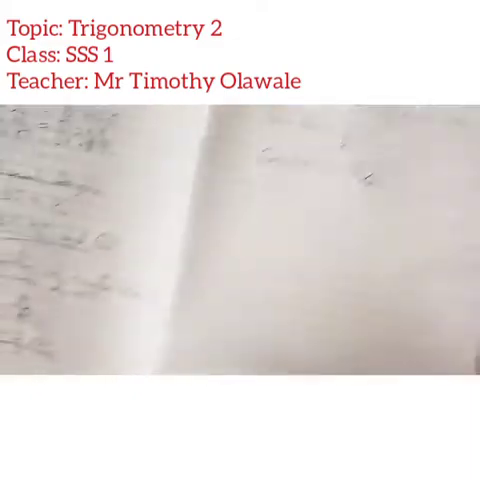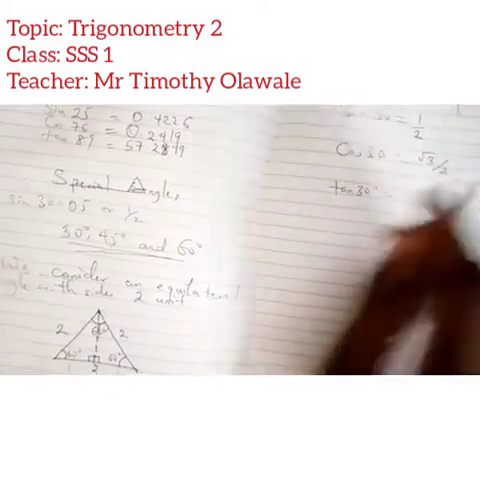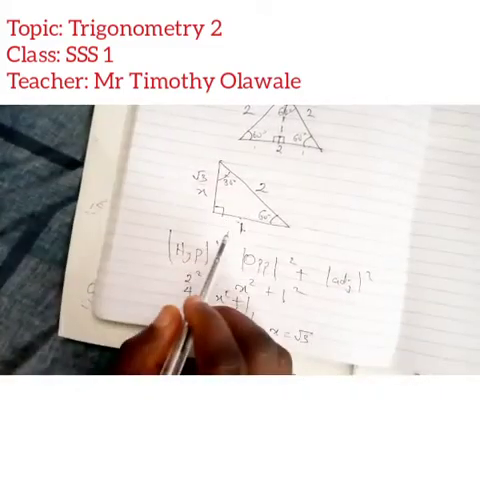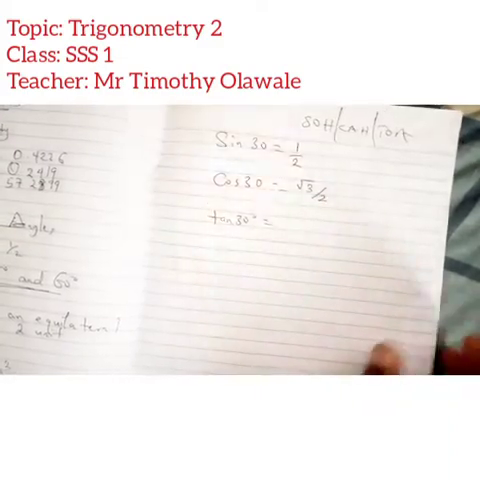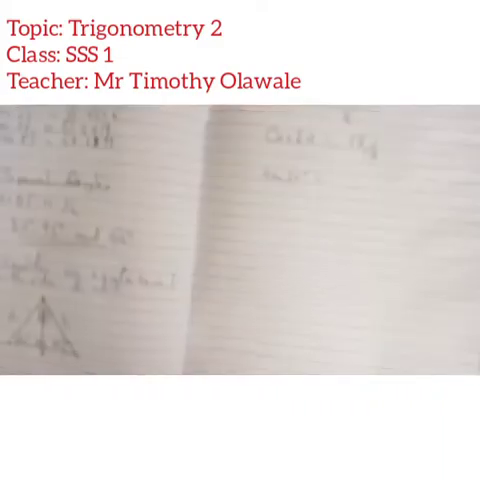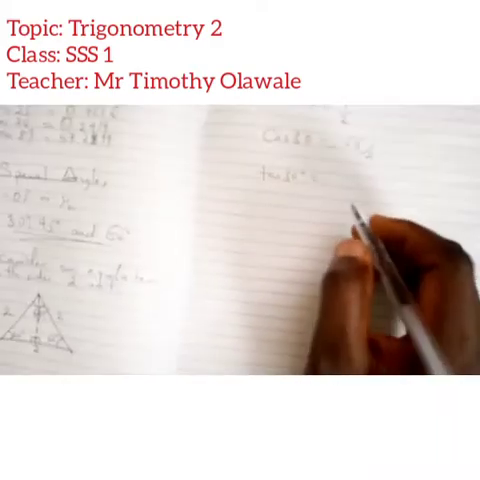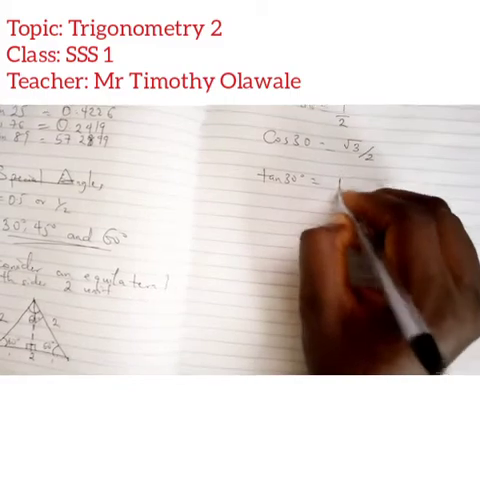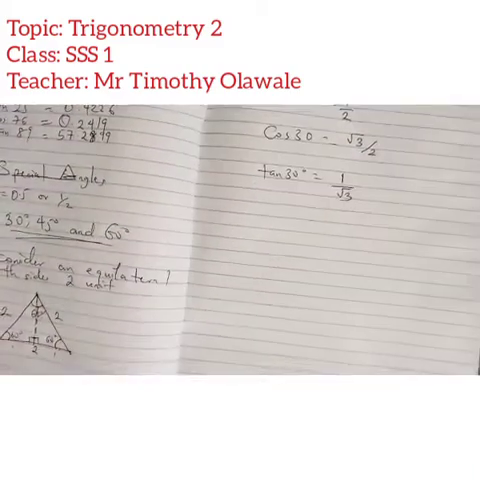All right. So the same thing. Let's try tan 30. Tan 30 is opposite over adjacent. What's our opposite? 1. What's our adjacent? Root 3. Are you with me? So that will be 1 over root 3. Tan 30 is 1 over root 3.